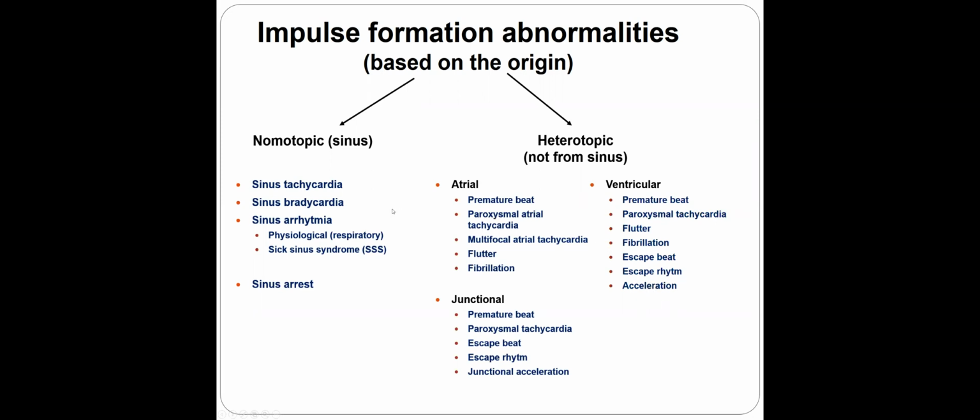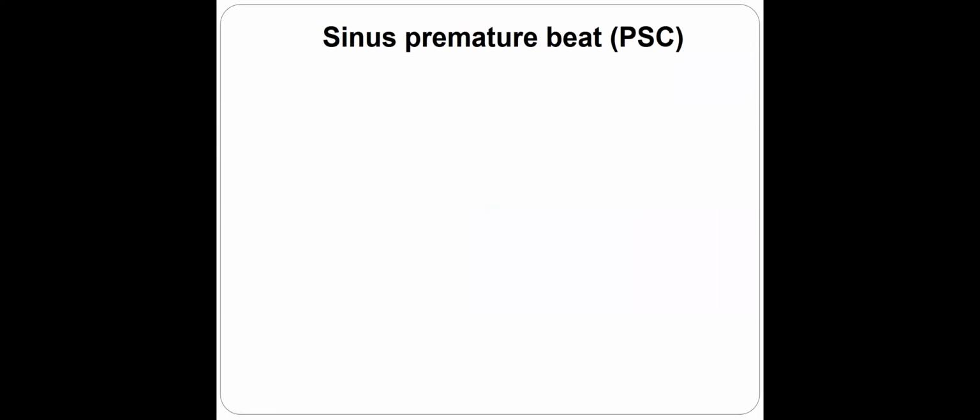How can we judge, first of all, whether a beat is coming earlier or later, whether it is a premature beat or not, and what kind of arrhythmia we have. Next, we have to specify the localization, the origin of this impulse formation. Okay, let's start with the sinus premature beat formation. Does anybody have any questions so far?